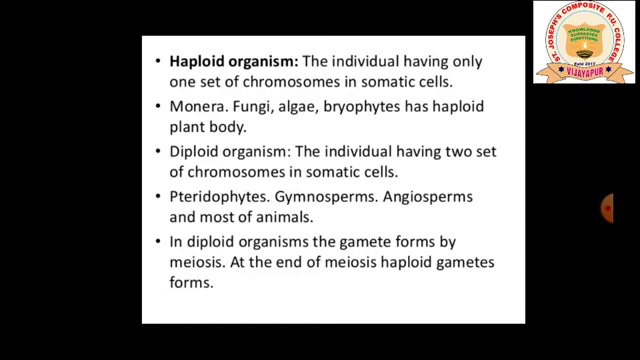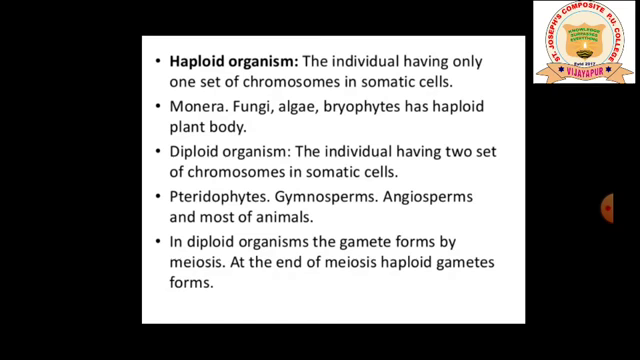My dear students, as you know, the sexual mode of reproduction incorporates a process of combining DNA from two different individuals during reproduction. So, in the sexual mode of reproduction, it is a combination of DNA from two different individuals. Here, the first concept is haploid organisms: the individual having only one set of chromosomes in somatic cells.